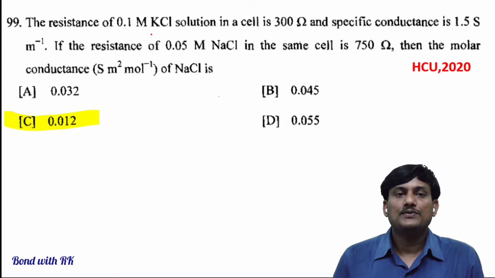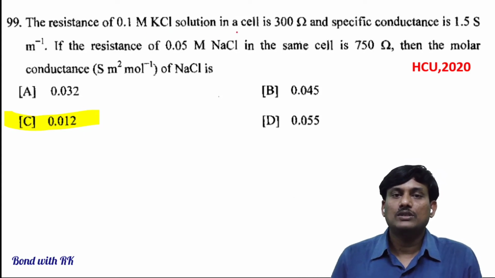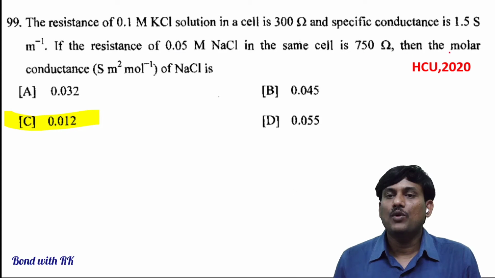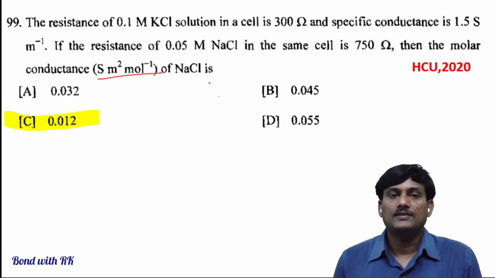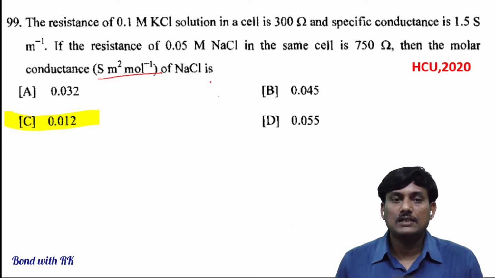The resistance of 0.1 molar KCl solution in a cell is 300 ohm and specific conductance is 1.5 Siemens meter inverse. If the resistance of 0.05 molar NaCl in the same cell is 750 ohm, then the molar conductance of NaCl is. Finally, you have to calculate the molar conductance of NaCl.